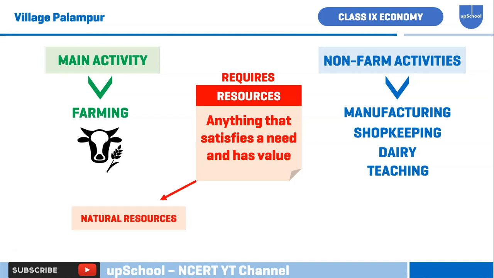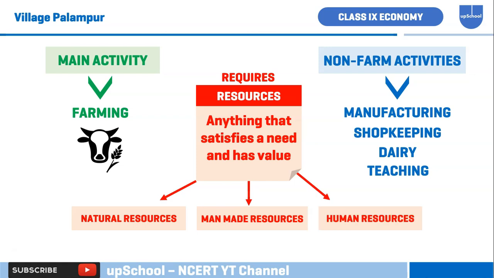There are natural resources, which are resources that are obtained from the nature. There are man-made resources, which are resources created by man. And there are human resources.